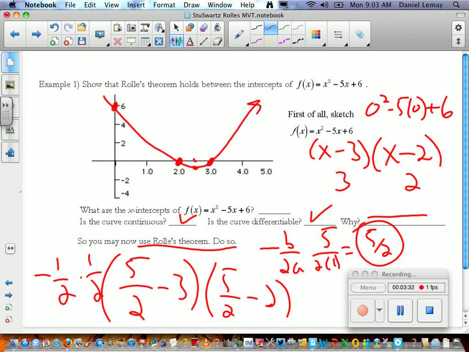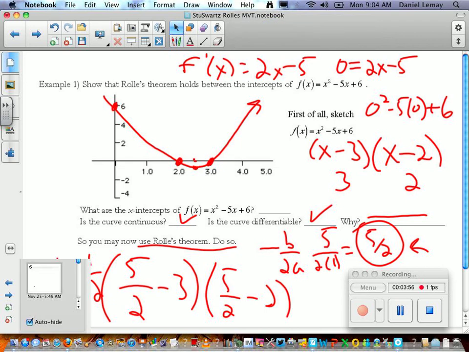So Rolle's theorem says there's got to be one place between those 2 values of 2 and 3 where the derivative is equal to 0. So I'm going to take the derivative. I'm going to say f prime of x equals 2x minus 5. Then I'm going to say, where does that equal 0? Where does 2x minus 5 equal 0? And if we add 5 and divide by 2, we get our 5 halves. So that's what Rolle's theorem tells us. Let's try another one.